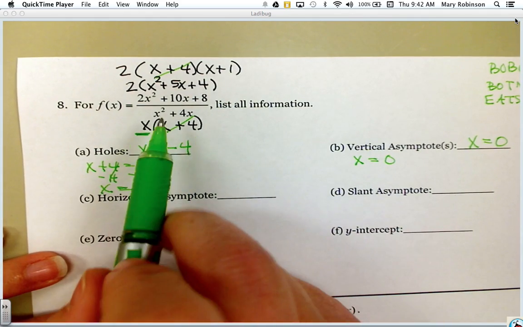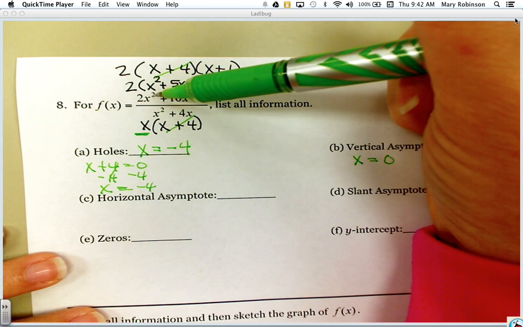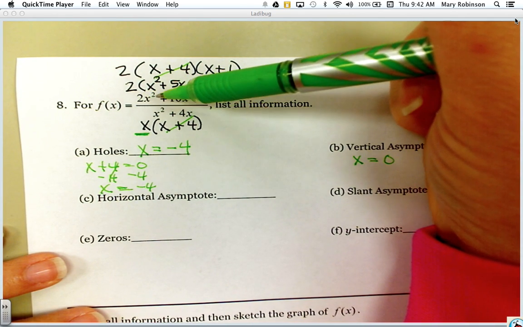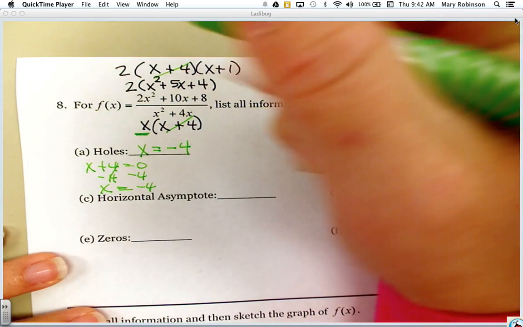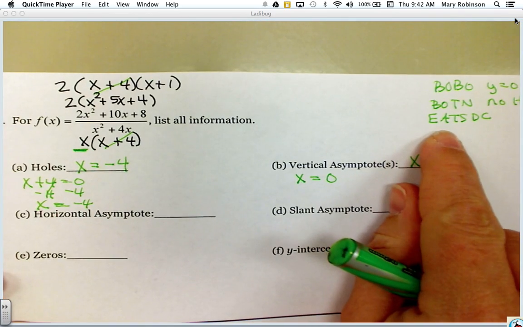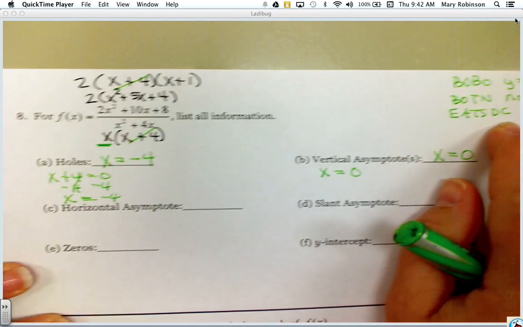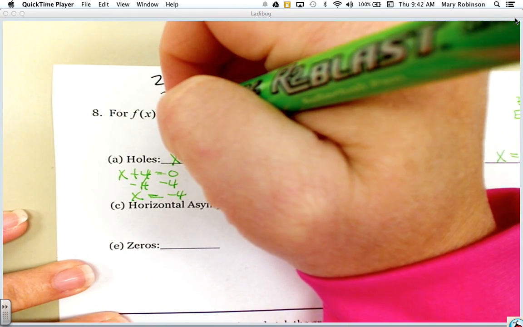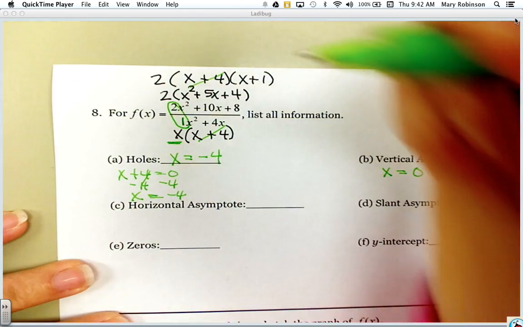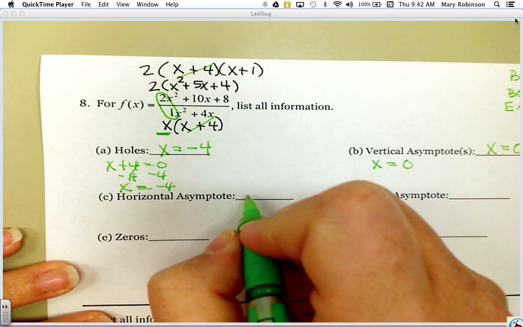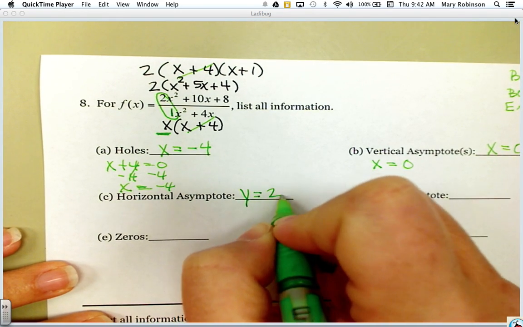So when we evaluate that, we always look back at our original function, and we have 2x squared over x squared. So because our exponents are the same, we're going to divide the leading coefficients. So I'm going to circle those here, meaning I'm circling an understood 1 there. So we're going to have a horizontal asymptote at y equals 2.